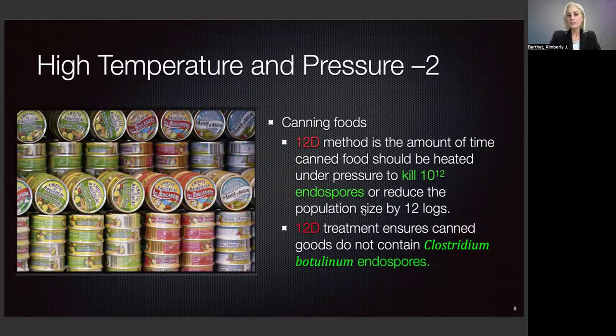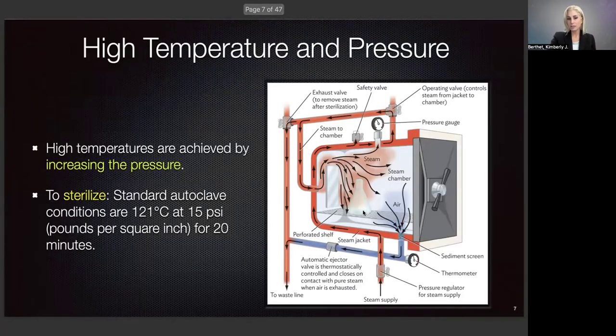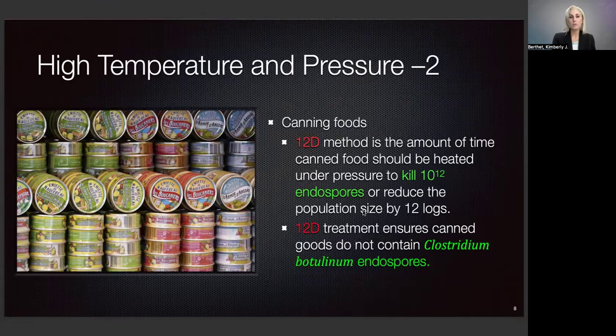Let's look at the 12D method. The 12D method is another way to sterilize. So these are, again, more concentrated ways of killing microorganisms. 12D can kill up to 10 to the 12th endospores. Endospores are really, really difficult to kill. So autoclaves and endospores can do this. This is why we call it sterilization, because it's killing a good amount of endospores here. And if this method continued, you could potentially kill all of the endospores.